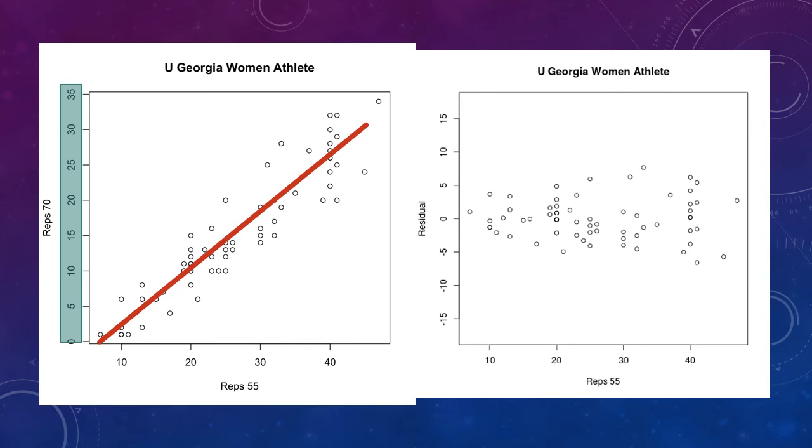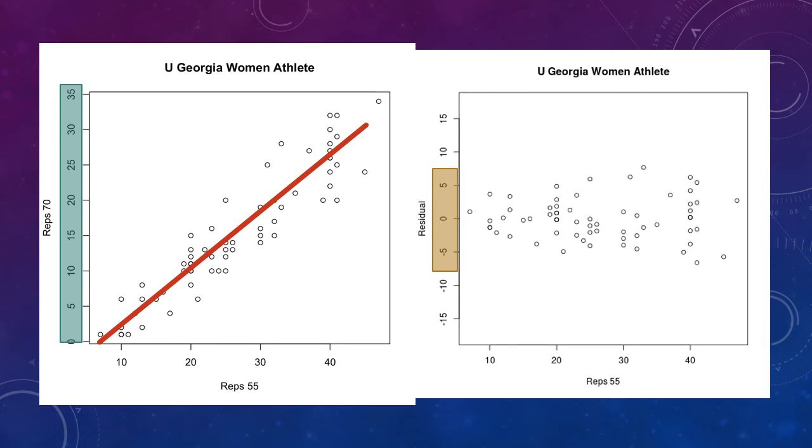After we find the best fitting line, we can calculate the residuals from a linear prediction of repetitions at 70 pounds based on repetitions at 55 pounds. These residuals are what is left over in the number of repetitions at 70 pounds after explaining what we could based on the number of repetitions at 55 pounds. The residuals have less variation than the original variable.